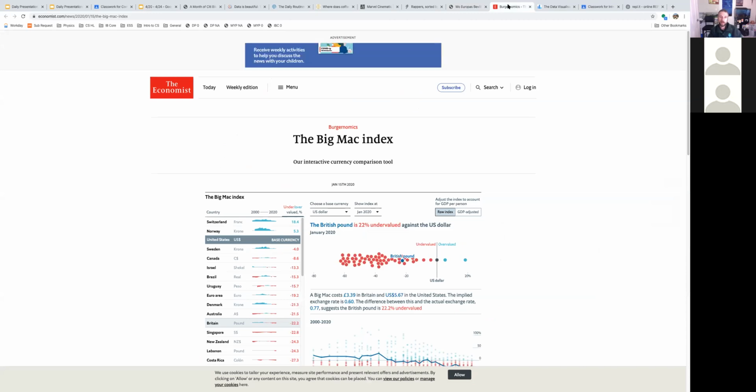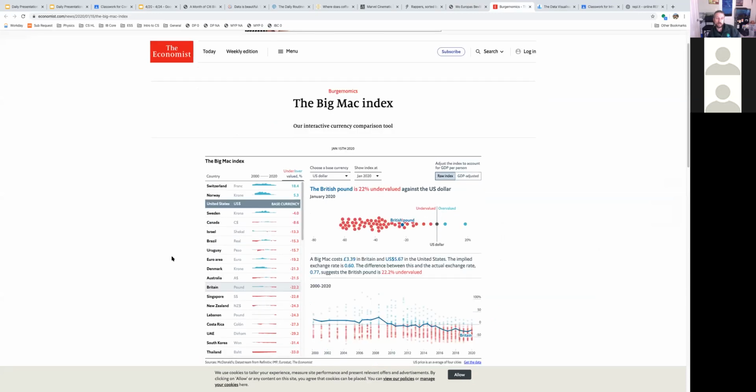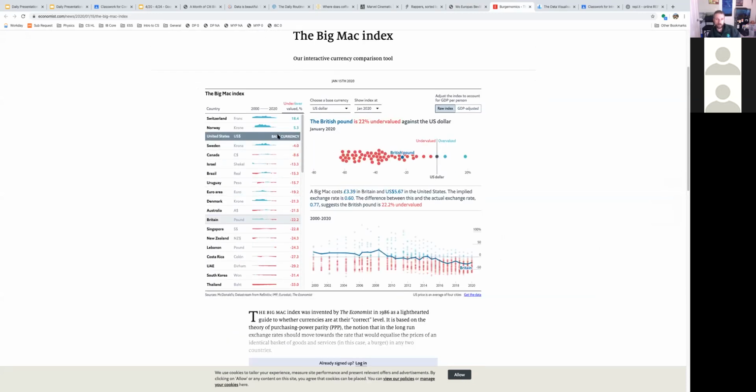I thought this was fun, the Big Mac Index. So this is comparing currencies based on how much a Big Mac costs in each of the countries. So it's based on what it costs in the US. In Switzerland, apparently, Big Macs cost a whole heck of a lot more than they do in the US. And then in most countries, it's a lot cheaper. This is as of January 2020.